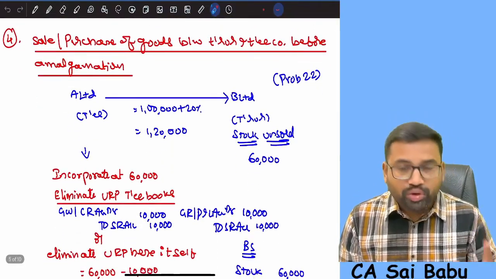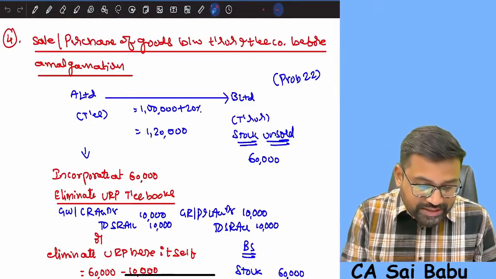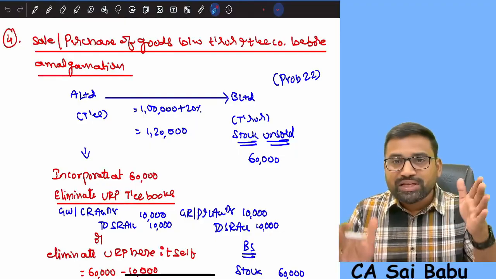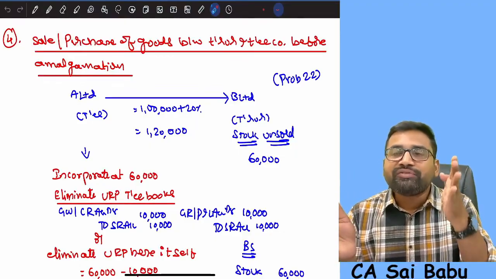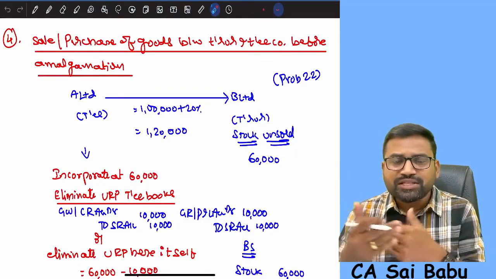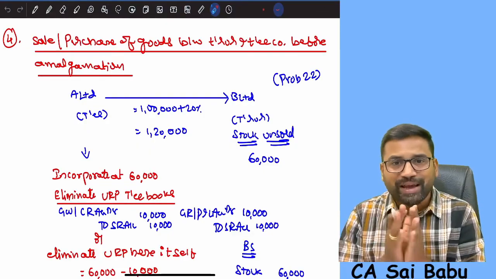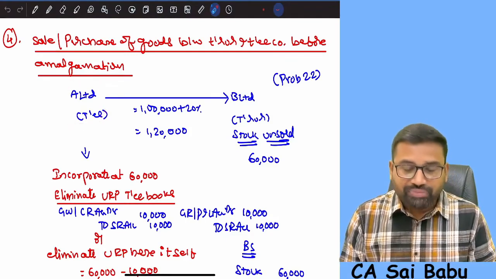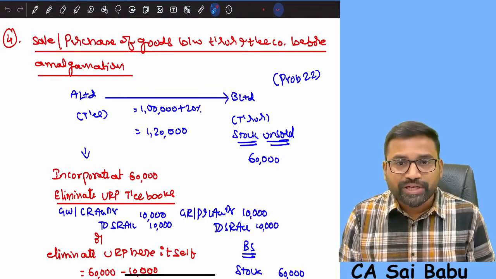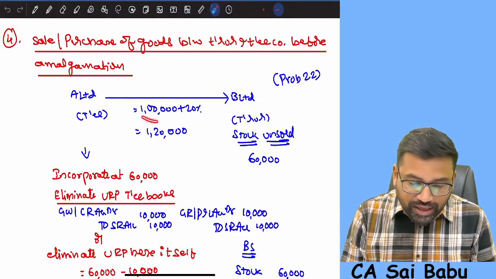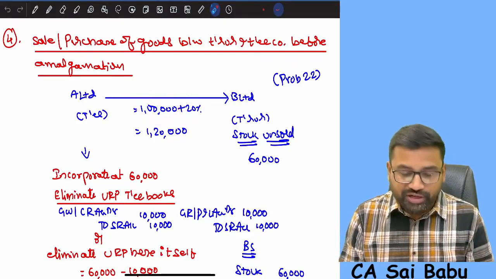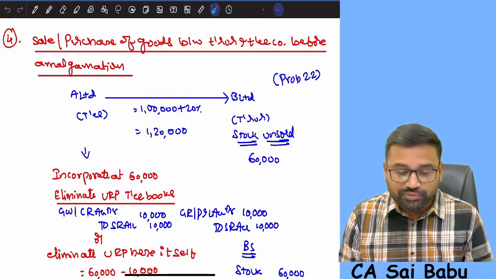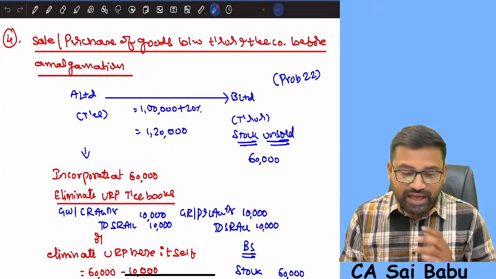Next, one more important adjustment is sale or purchase of goods between transferor and transferee before amalgamation. Before amalgamation, transactions might happen between the companies, sale and purchase of goods. For example, A Limited sold some goods to B Limited before amalgamation. 1 lakh worth of goods sold at 20% profit: 1 lakh cost, 20% profit added, 1,20,000 is the sale value. Now imagine this happened before amalgamation.